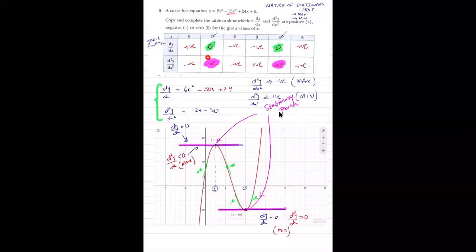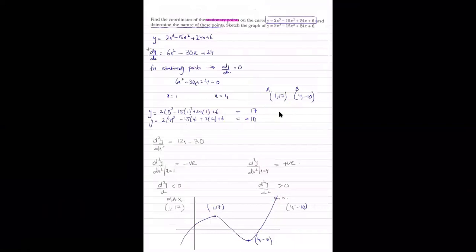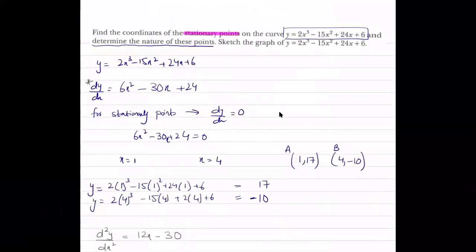You can check over here that the first derivative for the stationary point will always be 0. Now let's see a question on this. I have worked out the solution. I just want you to first understand what's happening, and then you can take a screenshot and later on copy the answer. You need to find the coordinates of the stationary points on the curve. The curve equation is given to you, and then we need to determine the nature of these points. What do you understand by the term these points? Which points are they referring to? The stationary points.